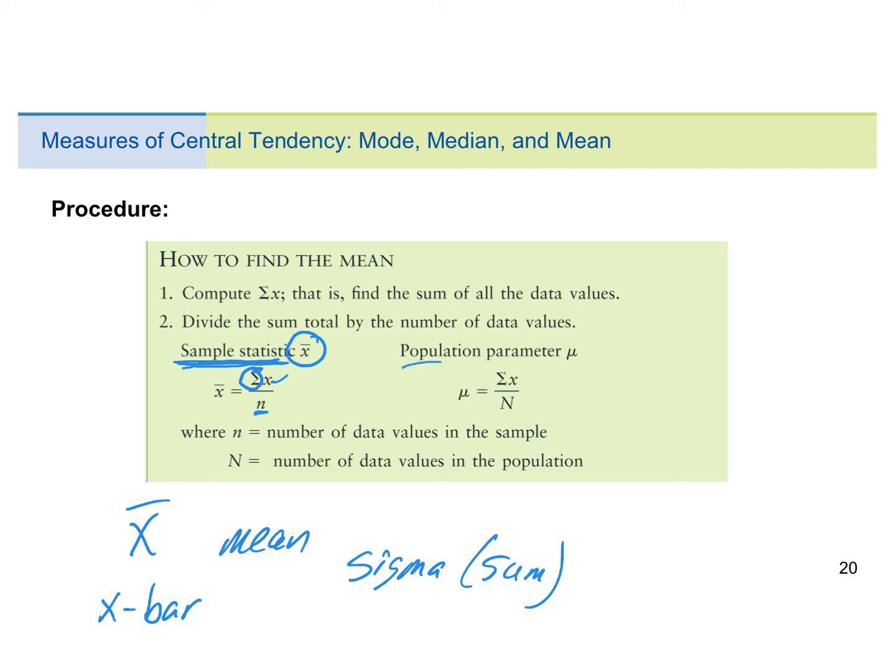But if you're dealing with data from a population, then this Greek symbol is mu. That Greek symbol mu also means mean. And you see the numerator is still the sum of all of the data pieces, and they use a capital N for the number of data values in a population. Lowercase n, data values in a sample. Capital N, data values in a population. So symbolically, it's all the same, it just looks a little bit different.